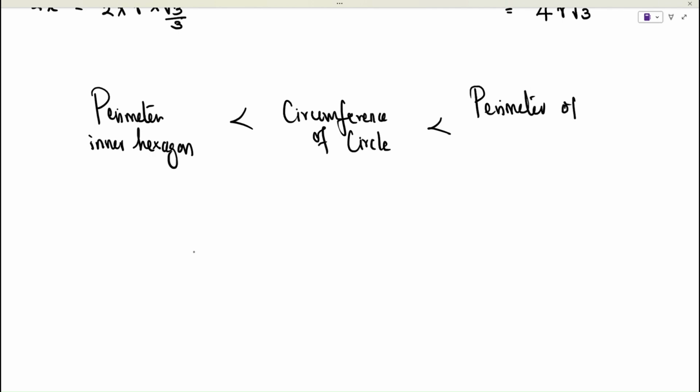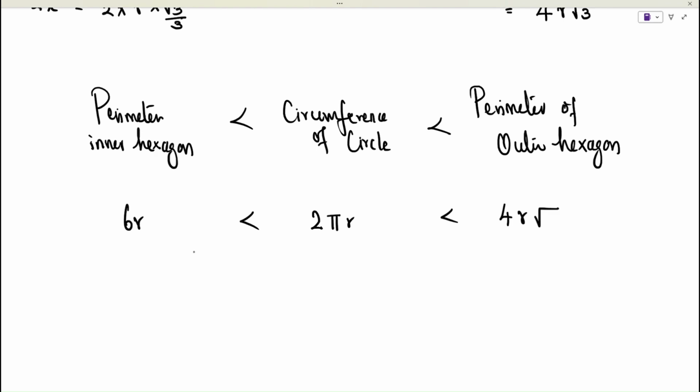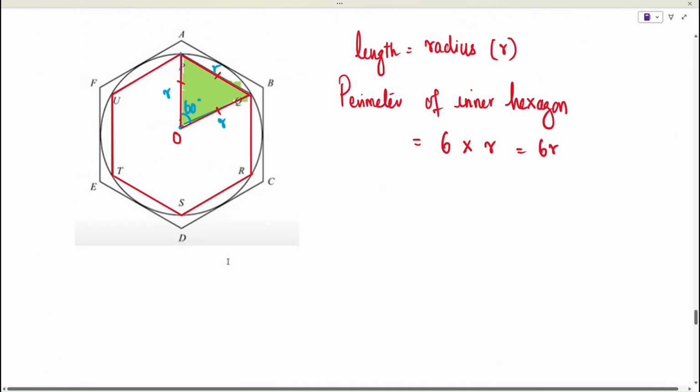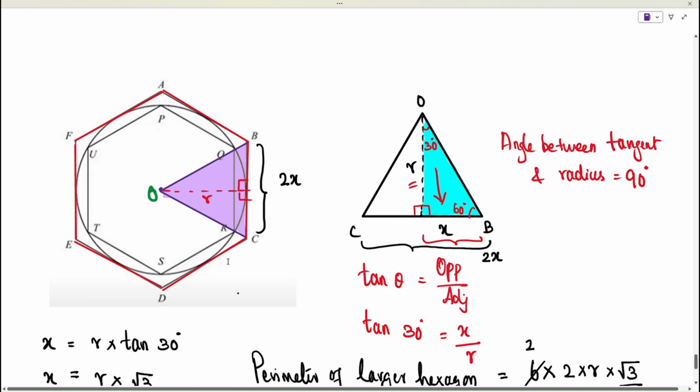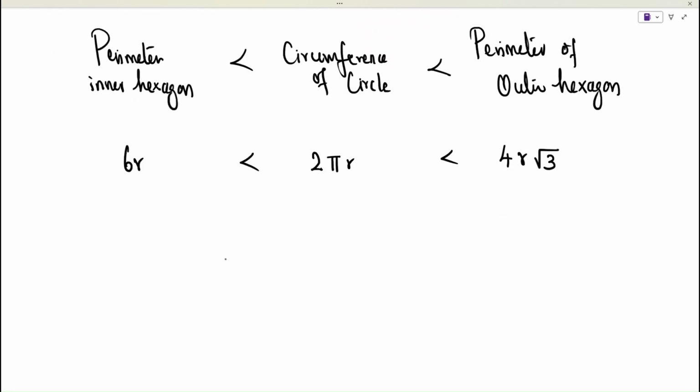So now what we have to do is build an inequality out of this. The perimeter of our inner hexagon, as we know, is 6r. The circumference of our circle is 2 pi r. And the perimeter of our outer hexagon is 4r root 3. Now, we need to go back and see what form we need it in. Because what we have now is not 3 is less than pi is less than 2 root 3. So we know that this is what we're aiming for. So now we have to find a way of simplifying our current inequality to that.